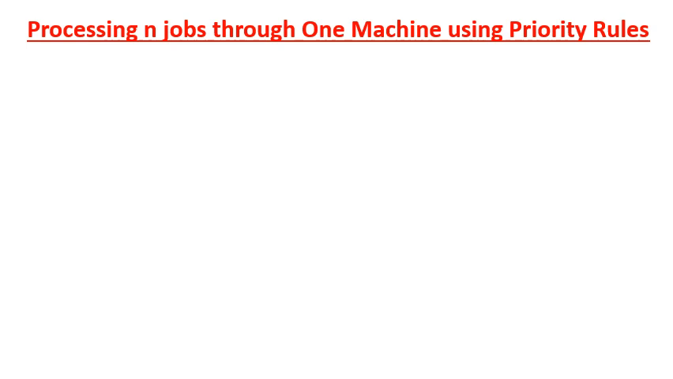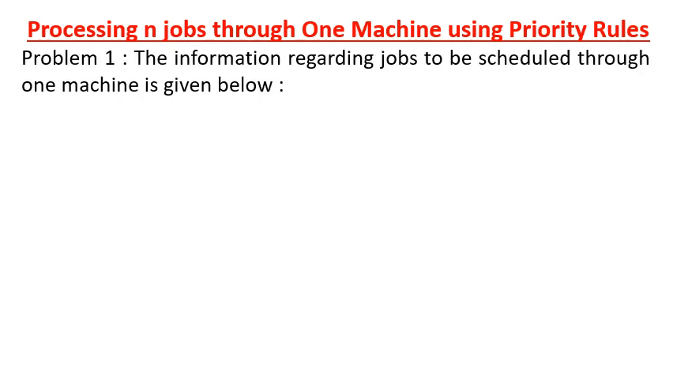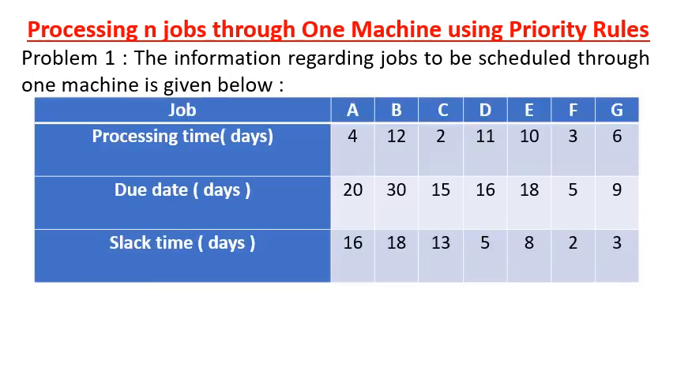Let us now take an example and see how these priority rules are applied. We'll take a one machine problem and see how a problem involving processing of n jobs through one machine is solved using priority rules. The information regarding jobs to be scheduled through one machine is given below. You can see the table here. In the table, processing times are given. There are 7 jobs A, B, C, D, E, F, G. Processing times in days are given.